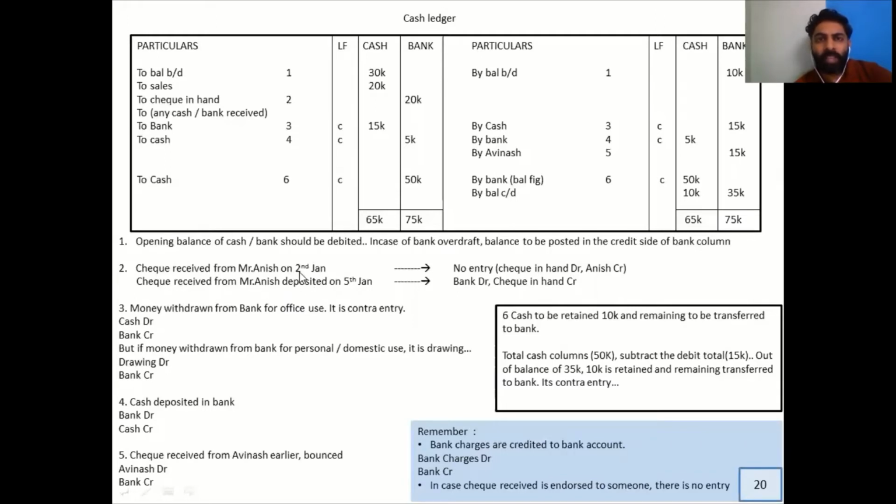Now on 2nd Jan, I have to pass an entry and the entry would be check in hand debit to Anish account. Now when I say check in hand to Anish, the word cash or bank has not been debited or credited. So there is no impact on your cash book. Now on 5th of Jan, what happens? That check in hand is deposited, the bank balance increases. That is when you pass a journal entry bank account debit to check in hand.